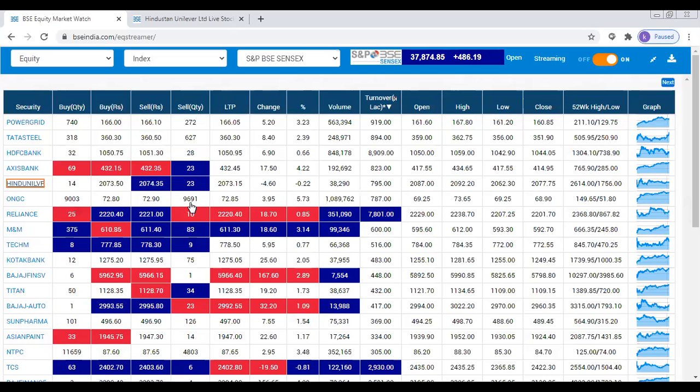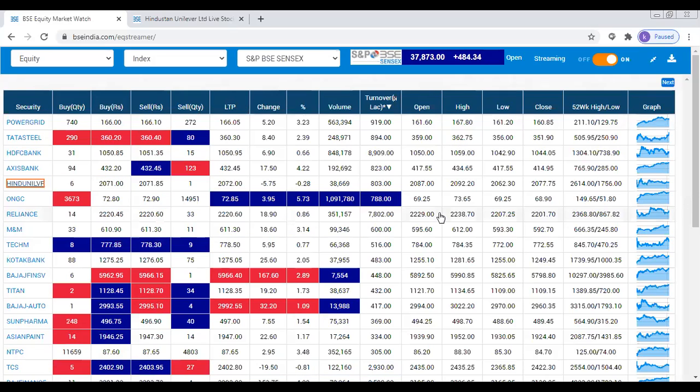Is it clear? Any doubts in understanding this particular chart? Please tell me so that I can help you out in understanding this particular chart.